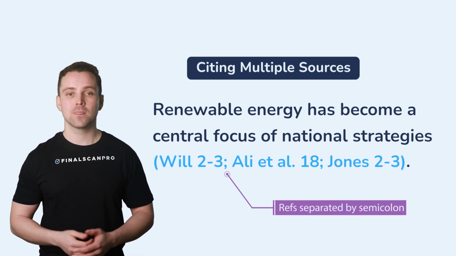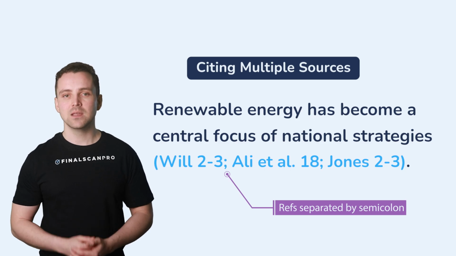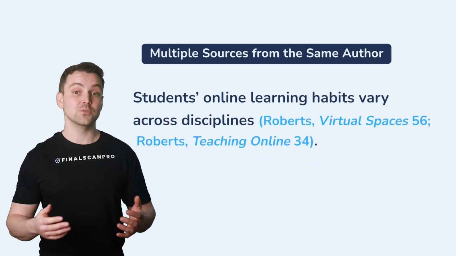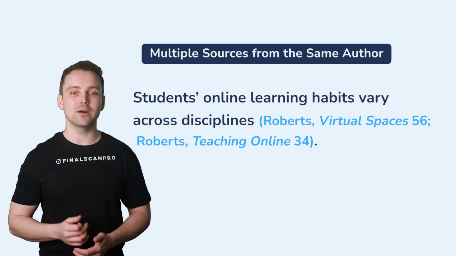If you want to cite more than one source at the same point, separate each citation with a semicolon. In this example, we're citing 3 different papers in one place, so each citation is separated by a semicolon.